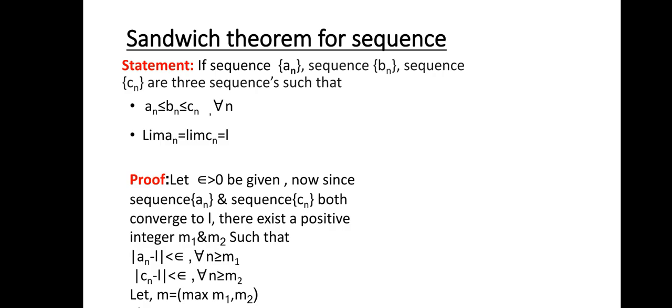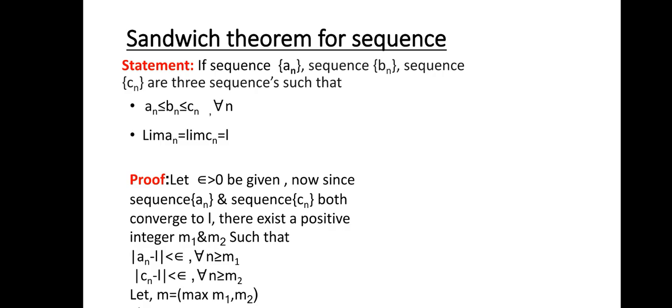Today I am starting with the Sandwich theorem. The statement is: consider three sequences an, bn and cn such that an is less than or equal to bn, and bn is less than or equal to cn for all n, and the limit of an and the limit of cn are both L. Then the limit of bn is also L. This is the statement of the Sandwich theorem. Let us see the proof.